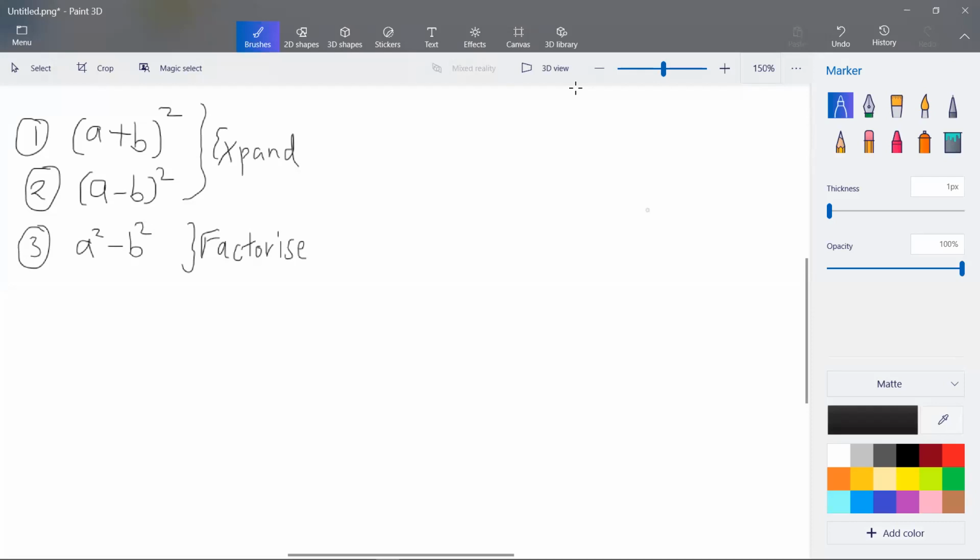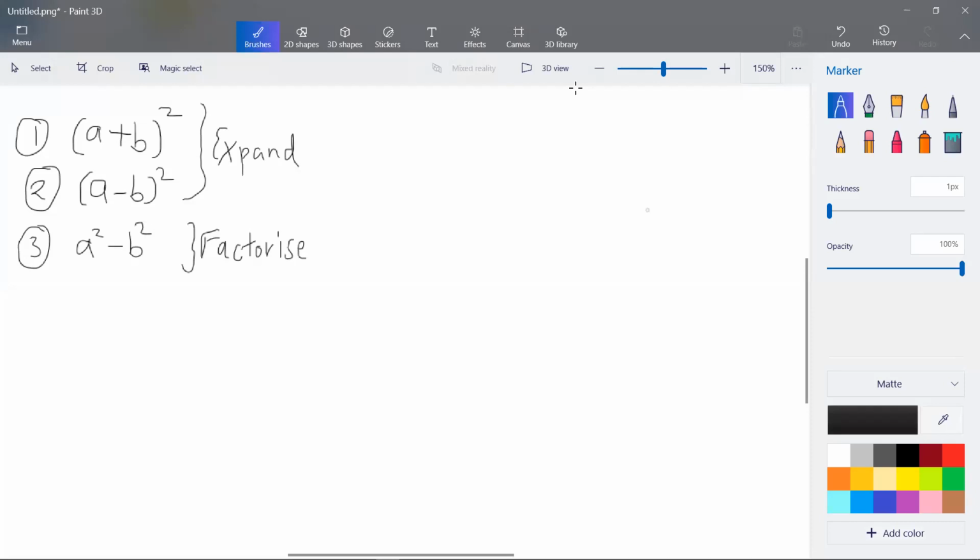And in this video, we are going to talk about algebraic identities. On my screen are the three basic algebraic identities that you need to know. The first two identities you are most likely to be asked to expand. And the third identity is in a situation where you're asked to factorize mostly.